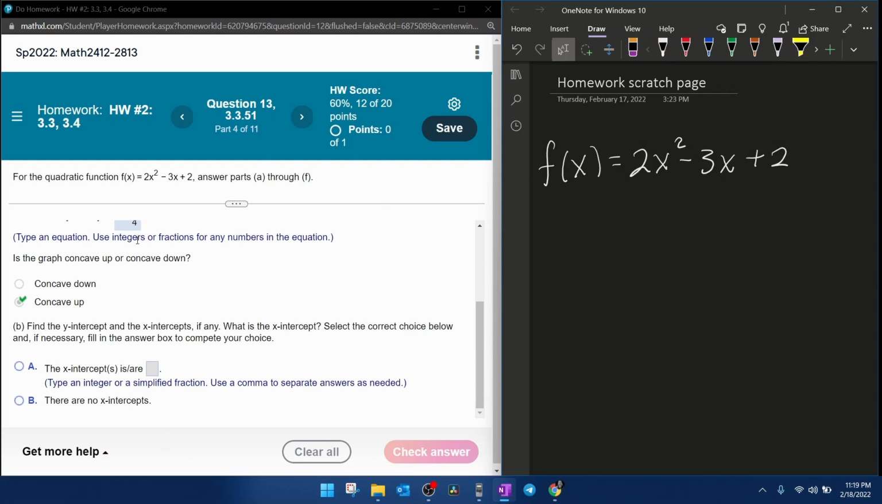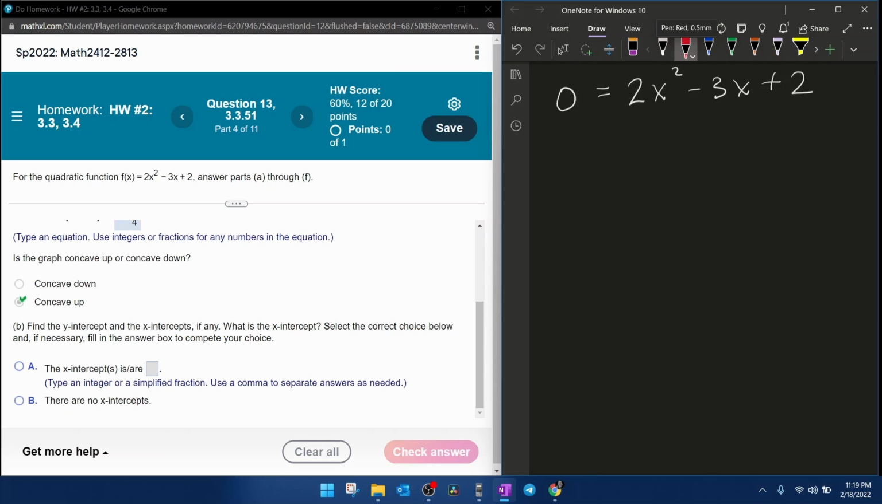Next part, they ask us to find the x-intercepts, if any. The x-intercepts occur when y is 0. So we're going to set our quadratic function equal to 0 and solve the quadratic equation. Now what I'd like to demonstrate this time is solving the quadratic equation using the quadratic formula. So we're going to have to identify a, b, and c, and then plug into the quadratic formula.